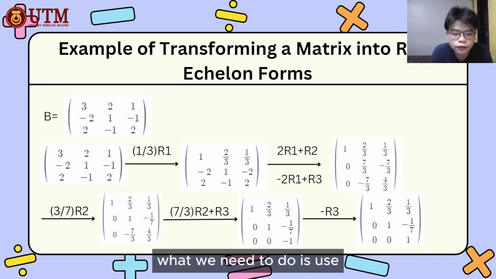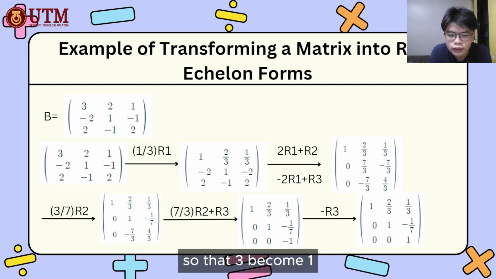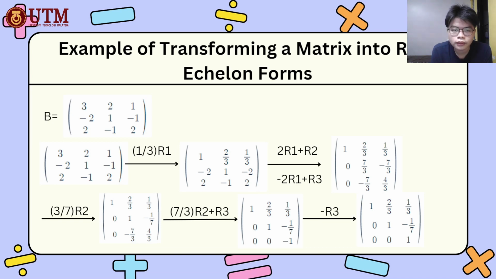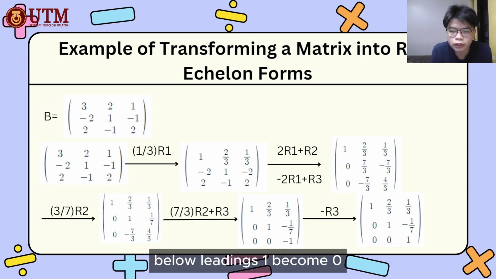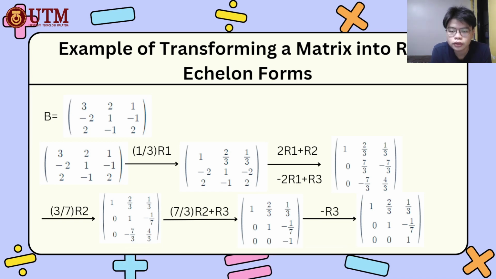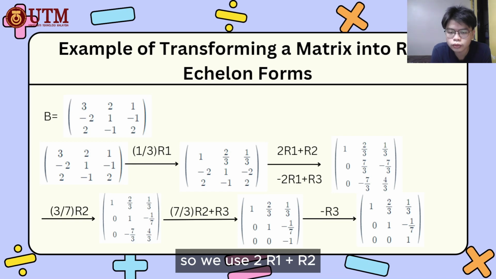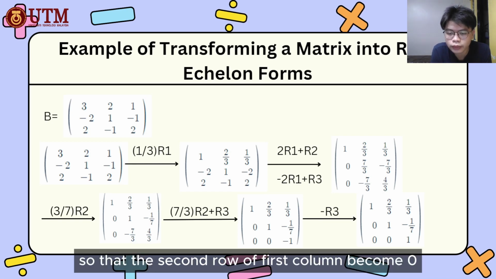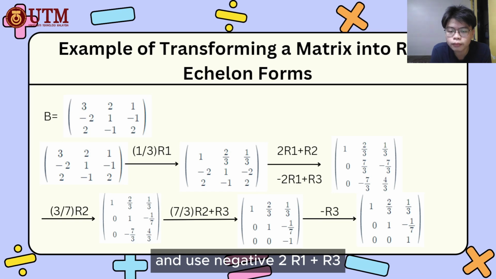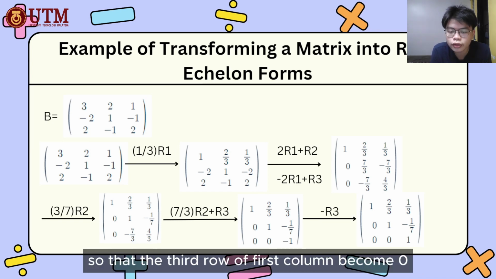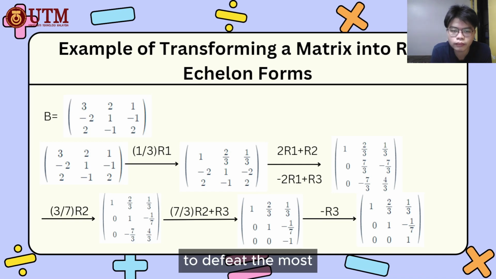What we need to do is use 1 over 3 R1 so that 3 becomes 1 and forms a leading 1. Next step is we need to change the leading 1's below to 0. So we use 2 R1 plus R2 so that the second row of the first column becomes 0, and use negative 2 R1 plus R3 so that the third row of the first column becomes 0 to fulfill the rules.